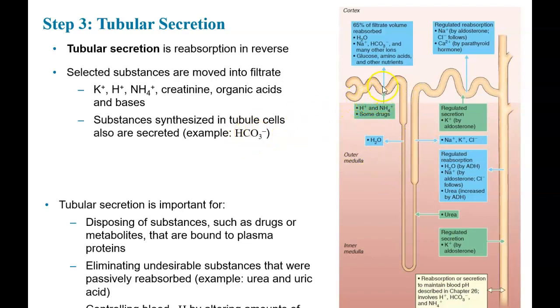That's another example. Okay. And the main thing for tubular secretion is to dispose of substances like drugs or metabolites that are bound to the plasma proteins, and also eliminating undesirable substances that were passively reabsorbed, like urea and uric acid.